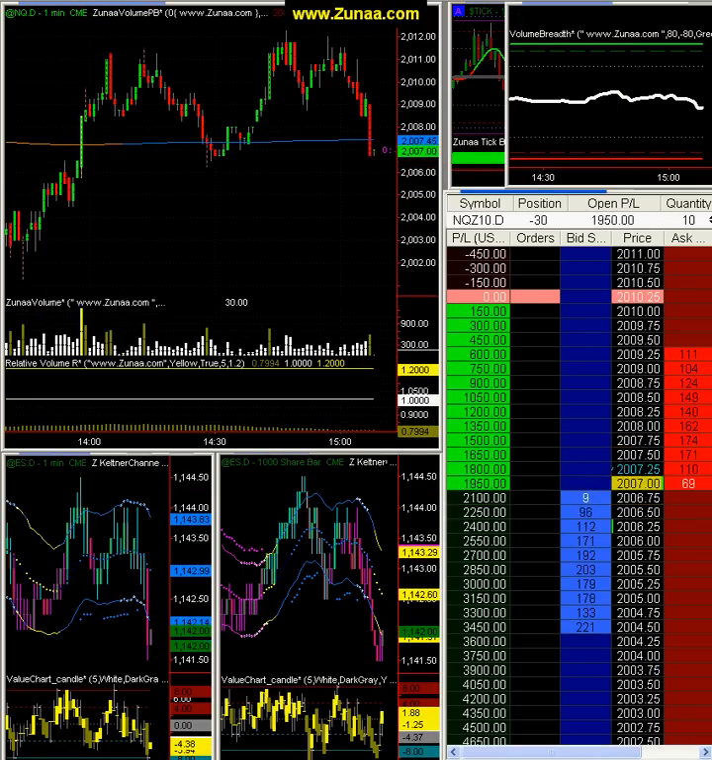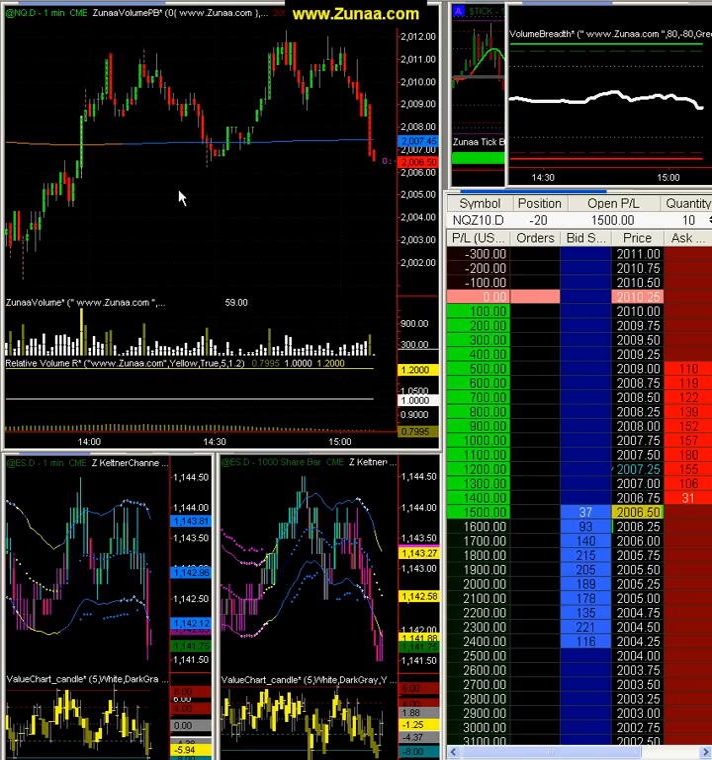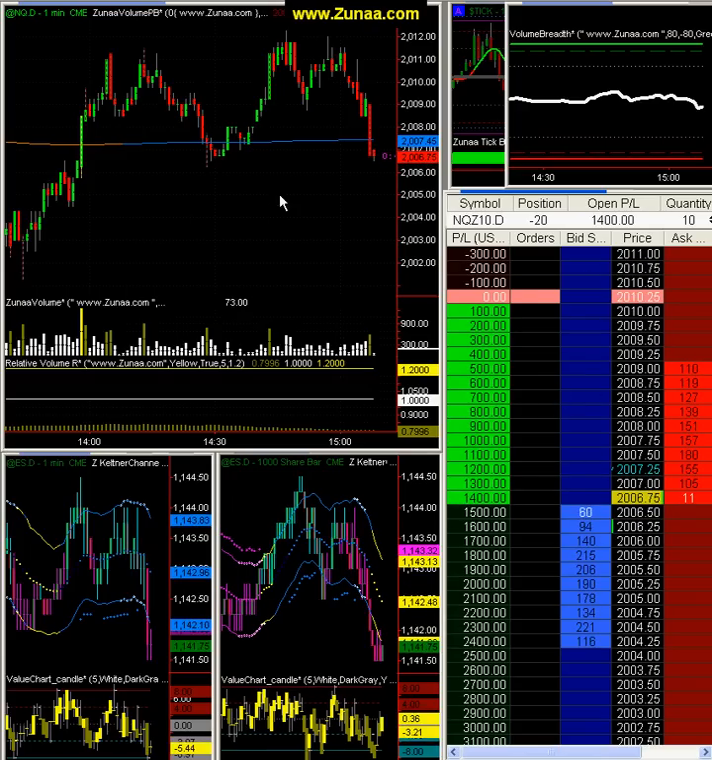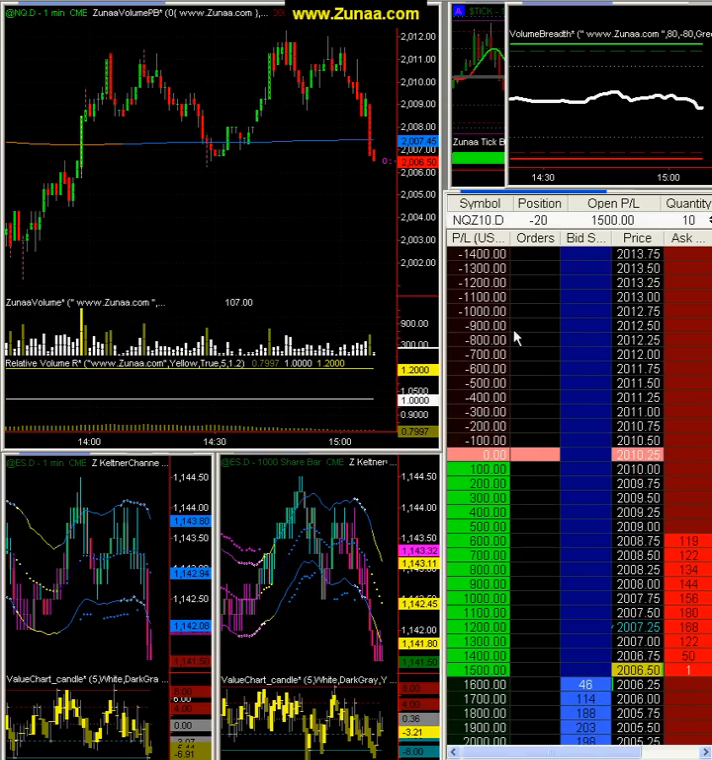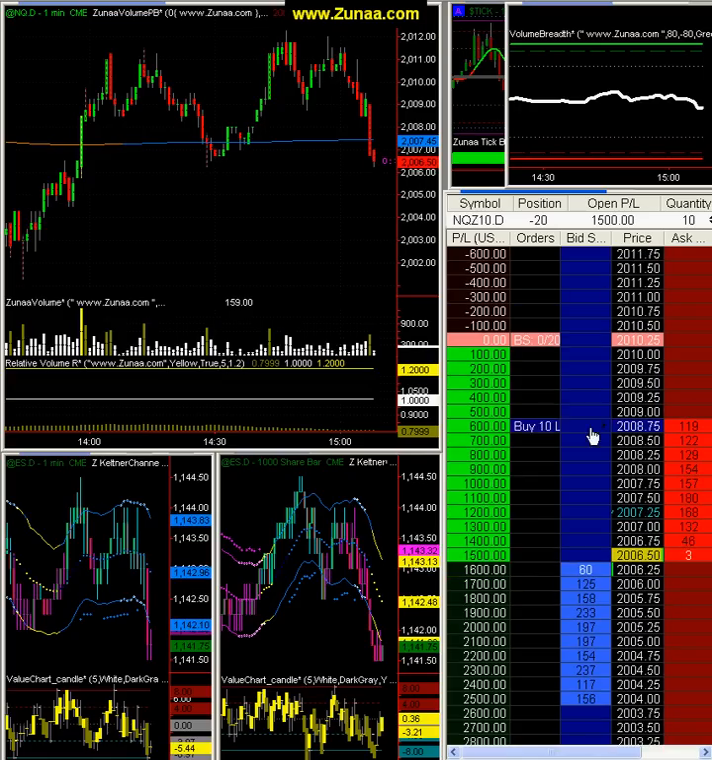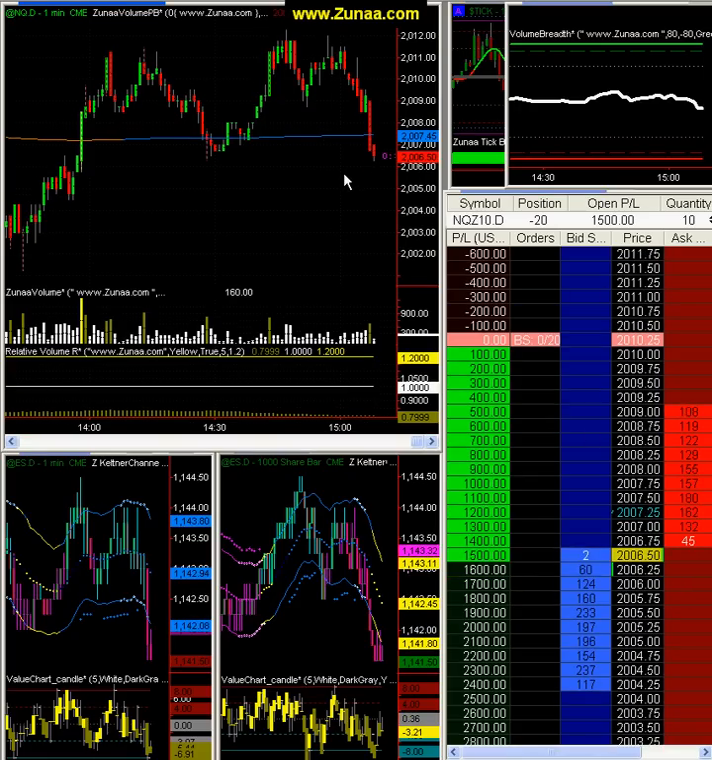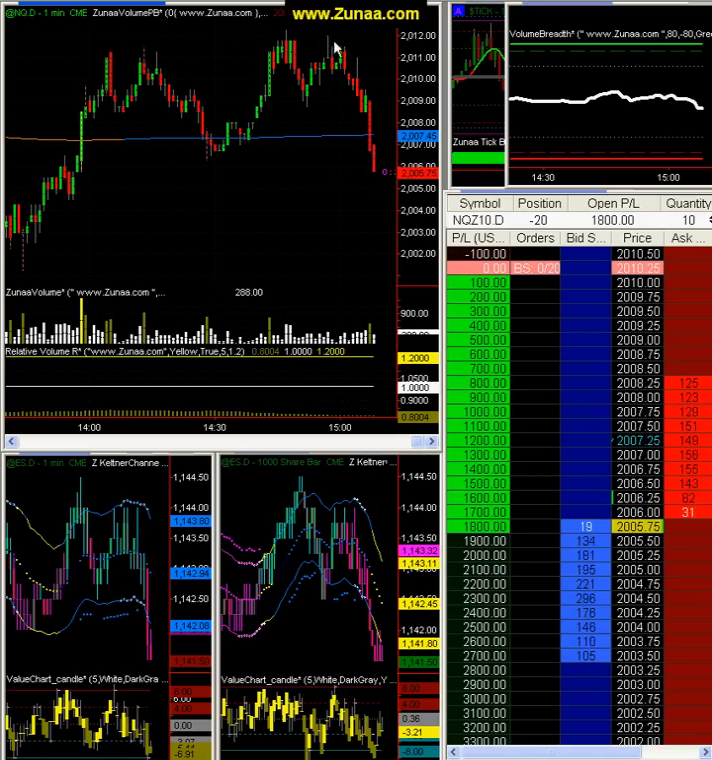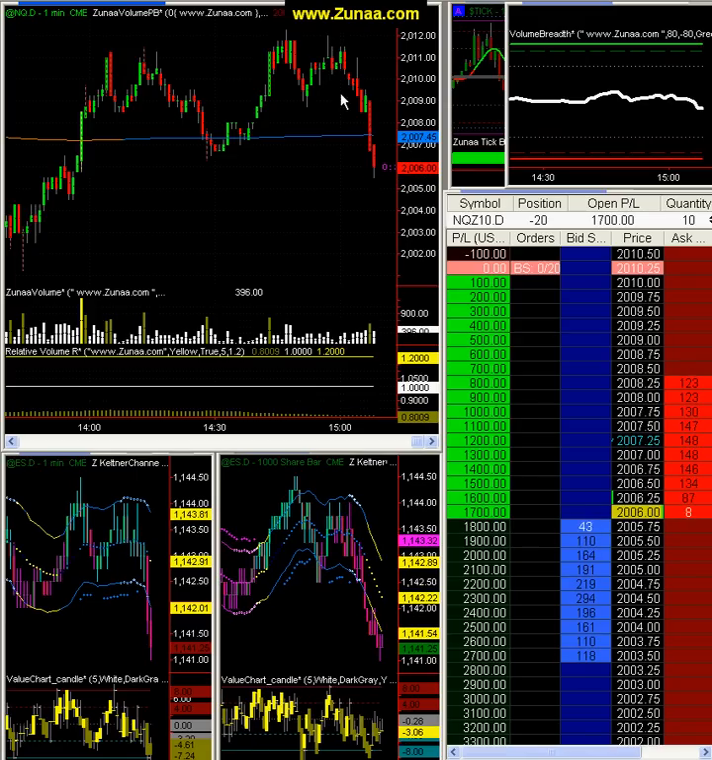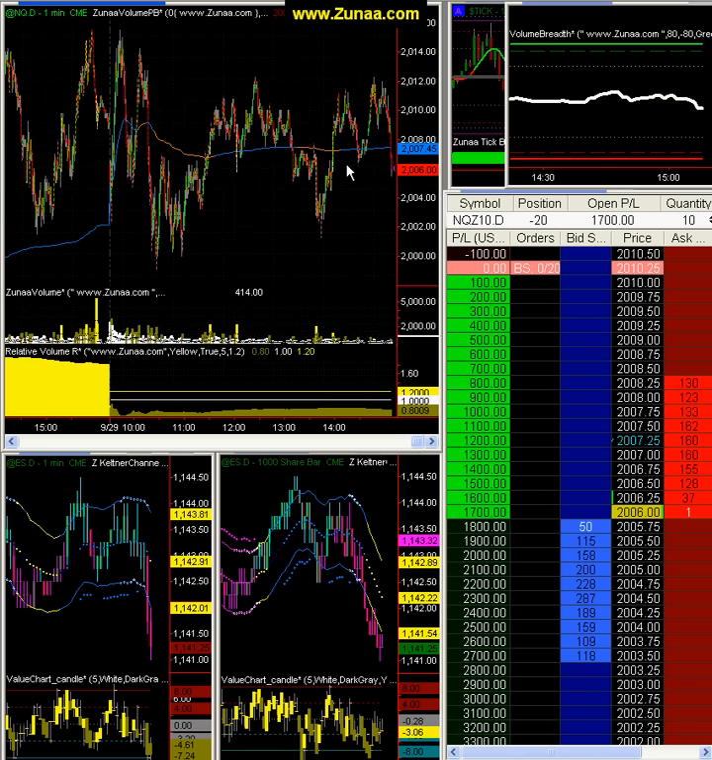Okay, so now we've moved down. We're going to cover 1/3 here, and we will move our stop to break even. Again, it's just a matter of waiting for the other profit targets to get hit or to be achieved. This is moving down nicely, so we're gonna give it some room.